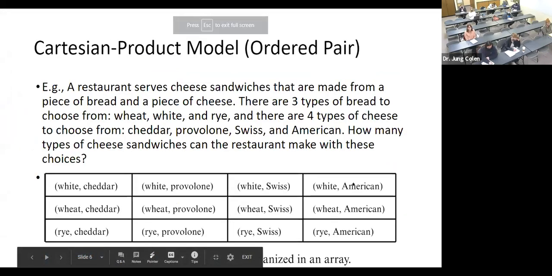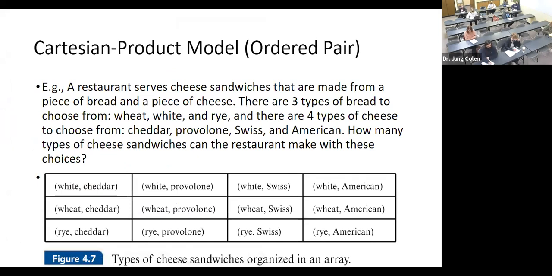Okay. Another model is the Cartesian product model, or another name is ordered pair. We are familiar with an ordered pair with the x value and y value in the parentheses, right? So this is more like for ordered students, but when you are given counting problems using the fundamental counting theorem, this is very, very useful.